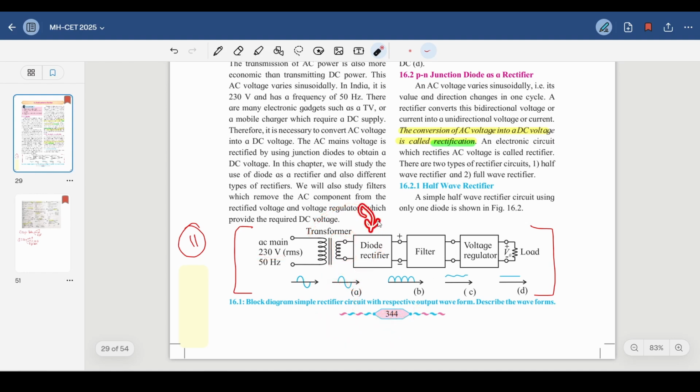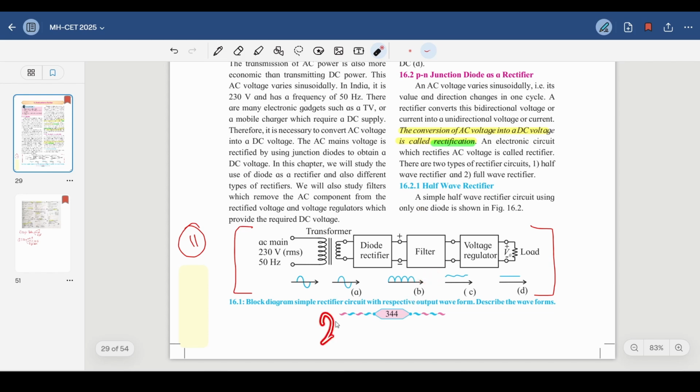Then we have the diode rectifier. What will the diode rectifier do? It will convert AC into DC. That is the basic working of a rectifier. Right? Then if you see, the output of the diode rectifier is not complete DC. It is having some AC, some unwanted AC input as well. So what will the filter capacitor do? It will remove the ripple factor.